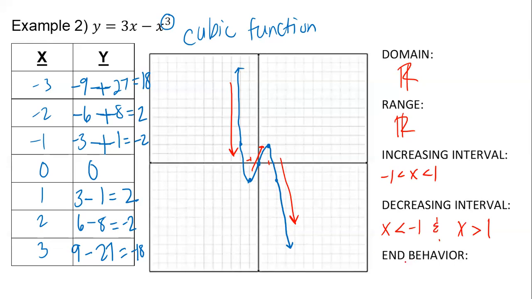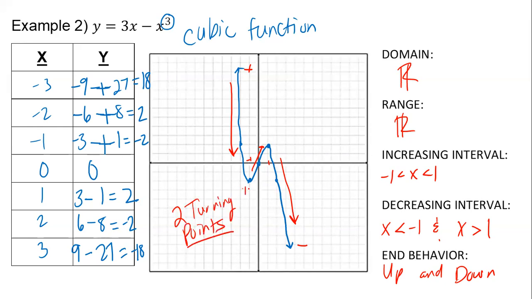My end behavior: I'm heading towards positive infinity on the left. So that's pointing up. And on the right, I'm heading towards negative infinity. And so that's going down. All right. So based on this, I had a total of 2 turning points. I had a turning point here and a turning point here.